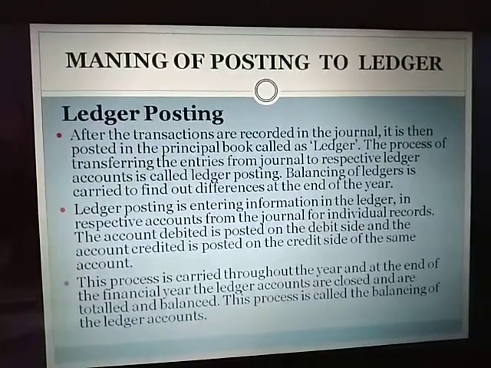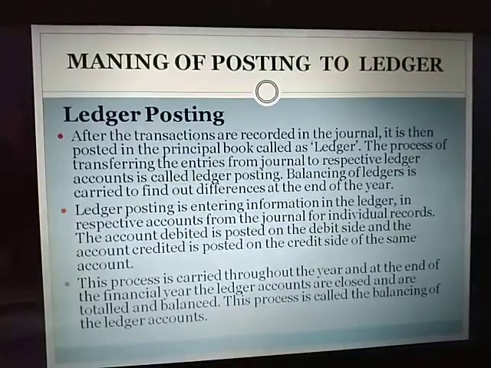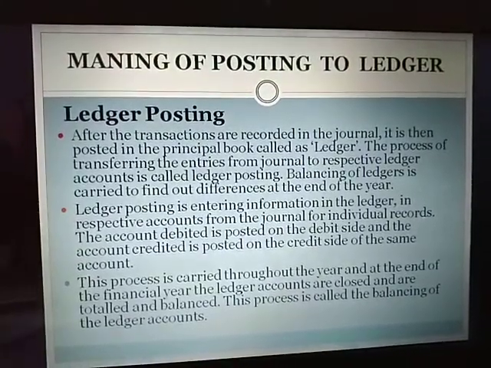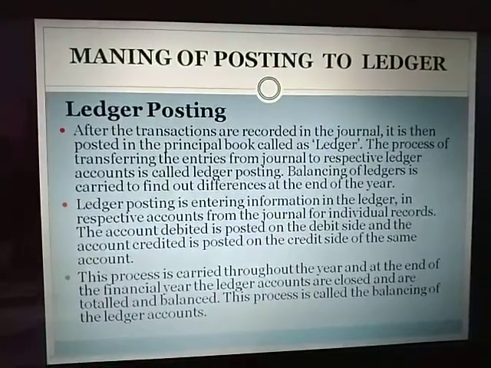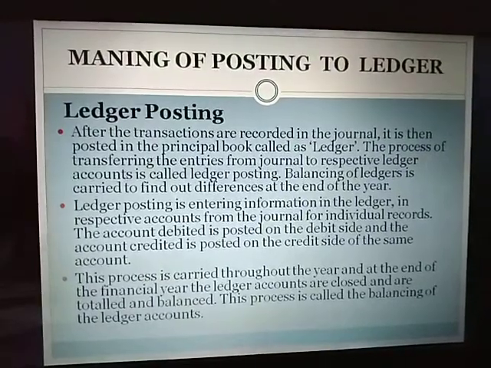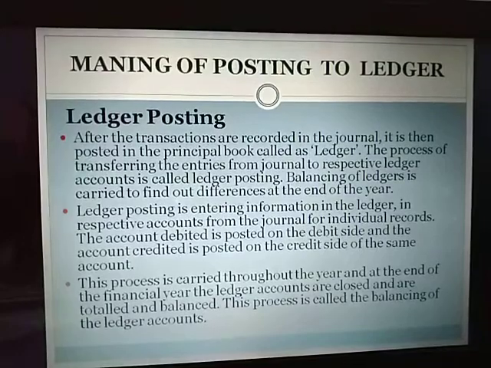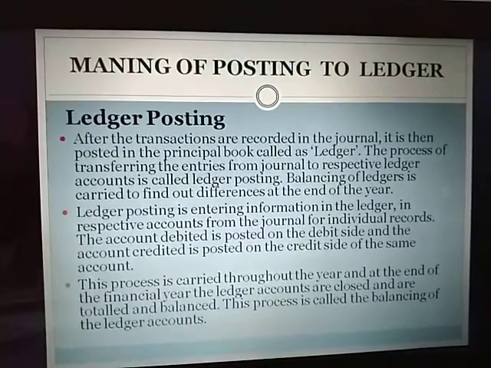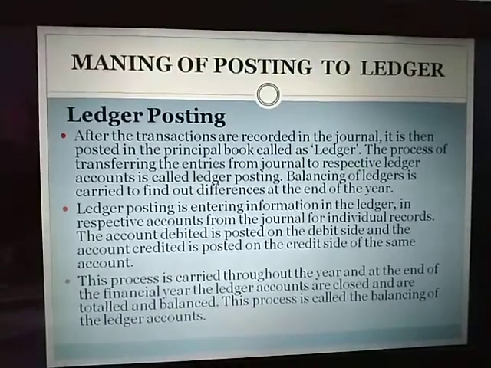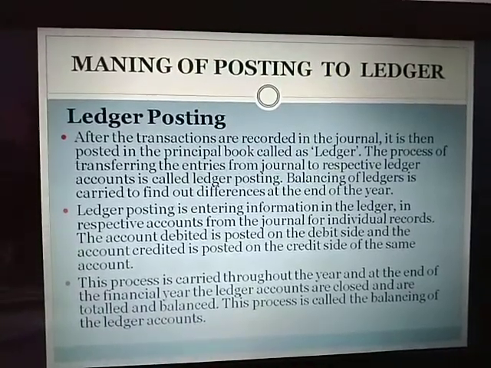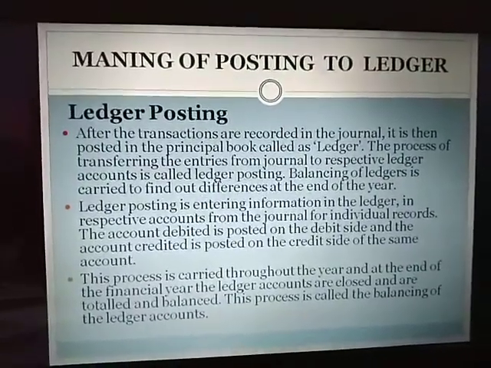So after we have recorded our transactions in the journal, then according to the type of accounts we prepare the ledger accounts, and then according to the journal posting, that means whichever account is being debited in the journal entry, we put it in the debit side, and whichever account is credited in the journal entry, we put it in the credit side of the ledger account. So accordingly we are posting these transactions or recording these transactions into the appropriate ledger accounts. So this is the meaning of ledger posting.